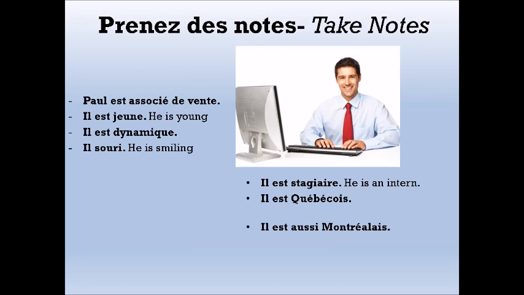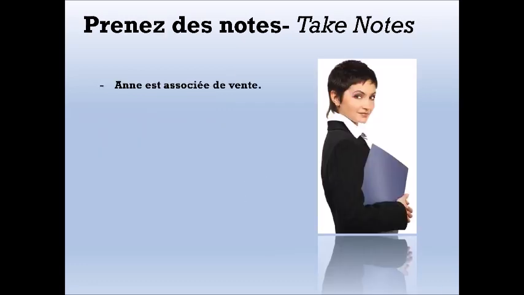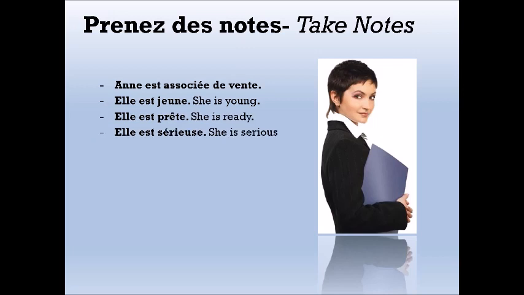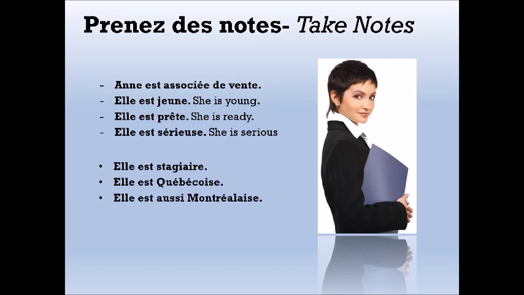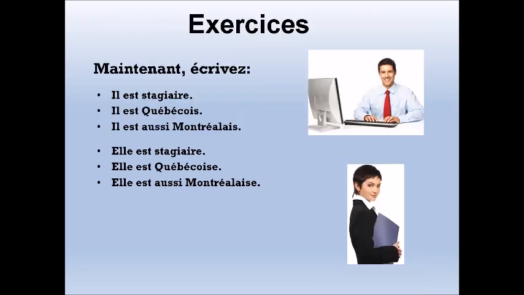Now, if you go to feminine, Anne est associée de vente. Elle est jeune. Elle est prête. Elle est sérieuse. Elle est stagiaire. Elle est québécoise. Elle est montréalaise. Alors, on peut continuer à écrire si vous voulez. You can pause the screen here if you want to write these sentences to help you understand them.